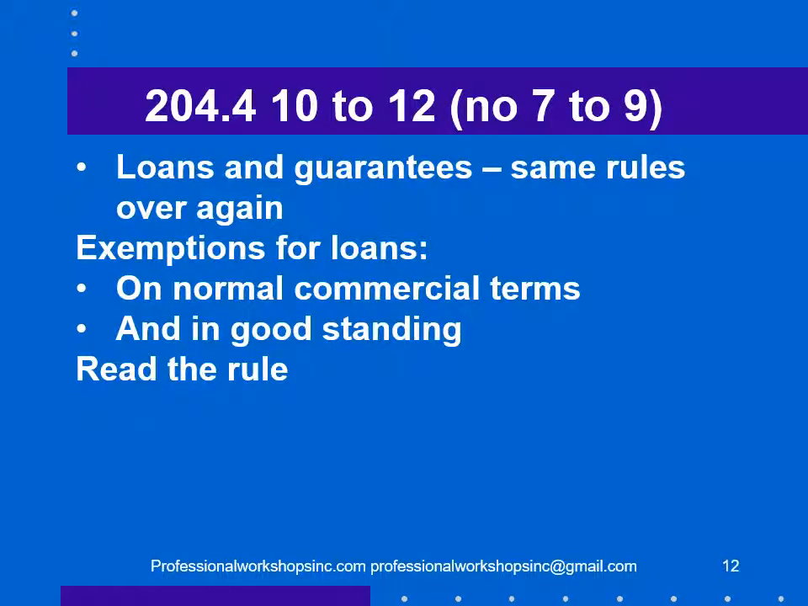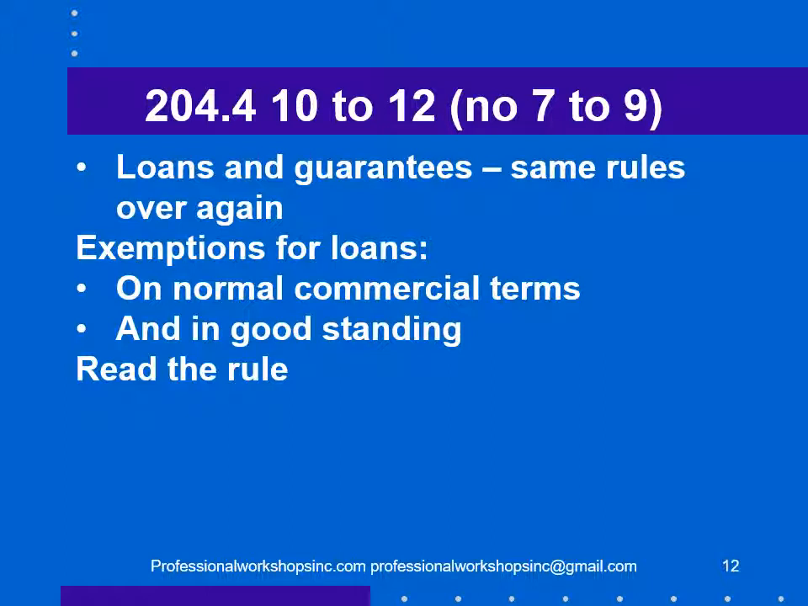Paragraphs 10 to 12, and there was no paragraph 7 and 9. Loans and guarantees, if you want a loan or a guarantee, the same rules apply all over again. They are independent threats. Now, there is an exemption for loans on normal commercial terms and loans that are in good standing.